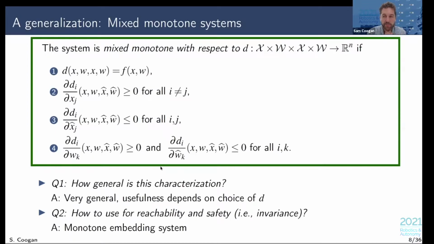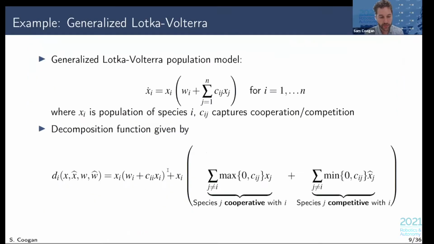through these coupled arguments. So 2 natural questions arise when you see this definition. The first question is, how general is this characterization? Or do many systems satisfy this characterization? Do very few systems satisfy this characterization? It's going to turn out that this definition is actually very general, but its usefulness really depends on the choice of d. So a system might have multiple decomposition functions. In general, it does have multiple decomposition functions, and some are better than others. The second question that comes up is, how can we use these ideas for reachability and safety? And we're going to see that something called the monotone embedding system plays an important role here. So that's what we'll do in the next few slides of this talk.